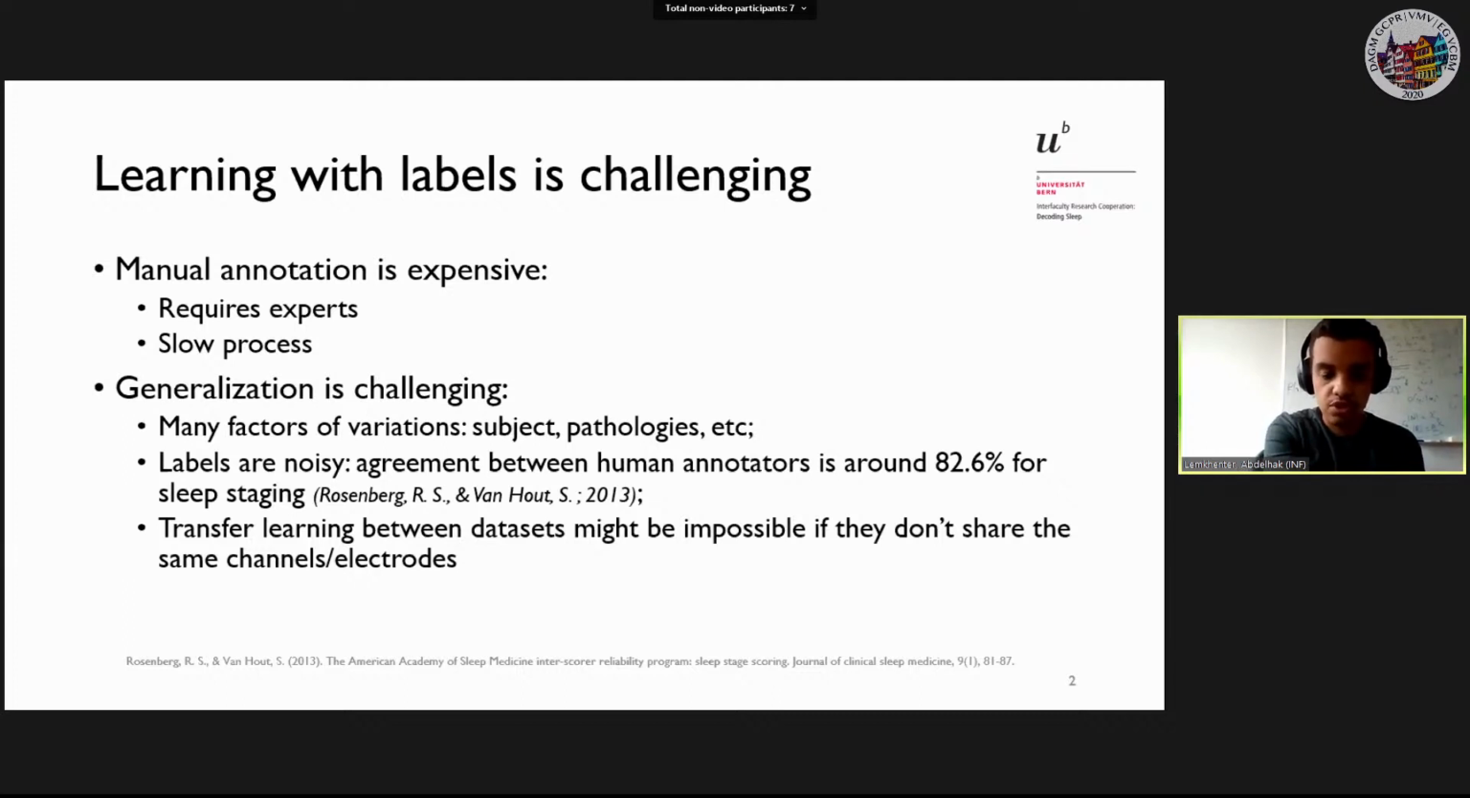For example, when it comes to sleep scoring, the average human agreement is around 83%. And even if you suppose that you have access to some huge dataset like ImageNet, for example, but the equivalent for biosignals, then you might not necessarily be able to transfer what you learn on that dataset to your target task because that dataset may not share the same electrodes or data modalities.